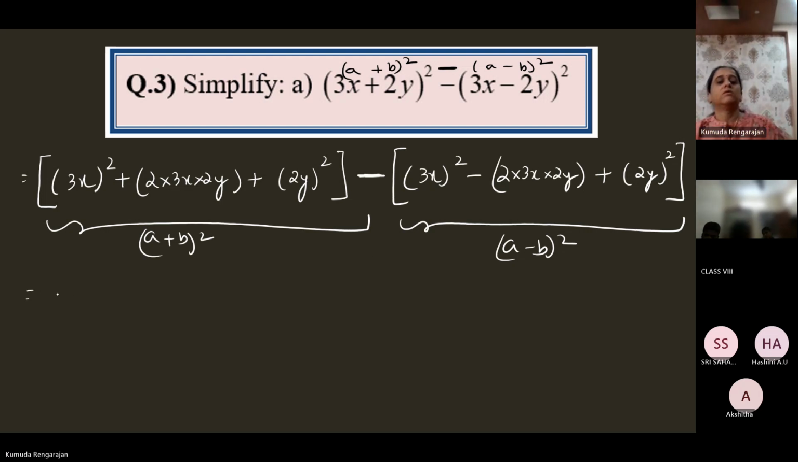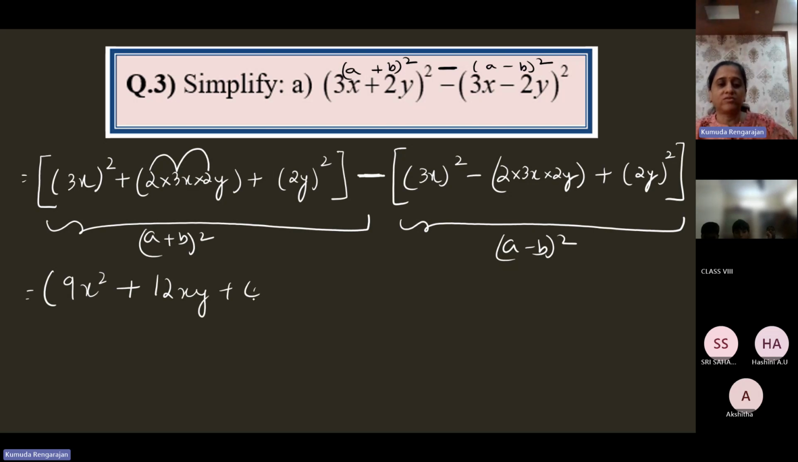Once you use the identity, then it's only simplifying: simplifying the squares, cancelling out terms, adding like terms, stuff like that. 3x into 3x, 9x squared. 3 3s are 9, x into x, x squared. Plus 2 3s are 6, 6 2s are 12, xy, plus 4y squared, minus 9x squared minus 12xy plus 4y squared.